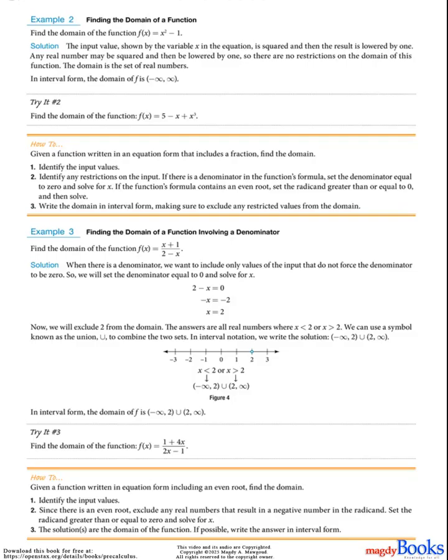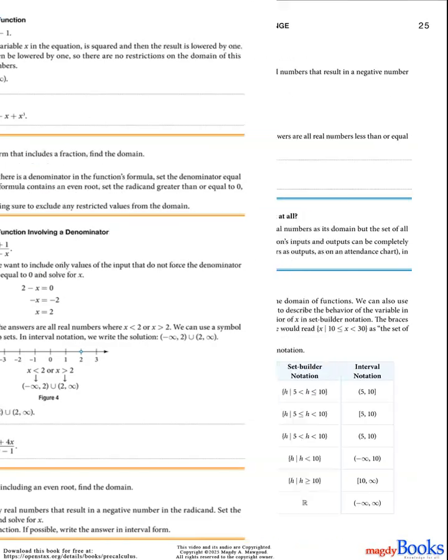How to? Given a function written in equation form including an even root, find the domain. 1. Identify the input values. 2. Since there is an even root, exclude any real numbers that result in a negative number in the radicand. Set the radicand greater than or equal to 0 and solve for x. 3. The solutions are the domain of the function. If possible, write the answer in interval form.